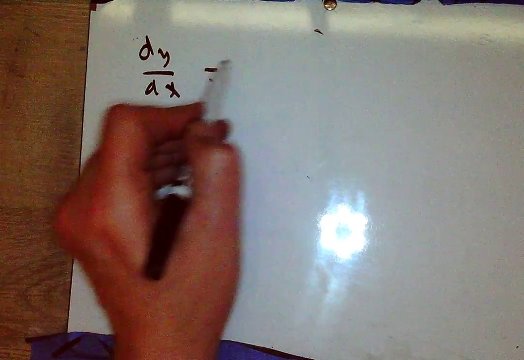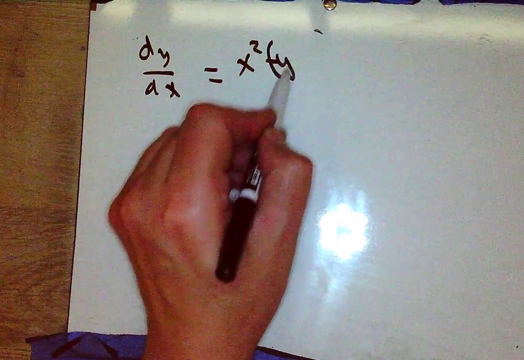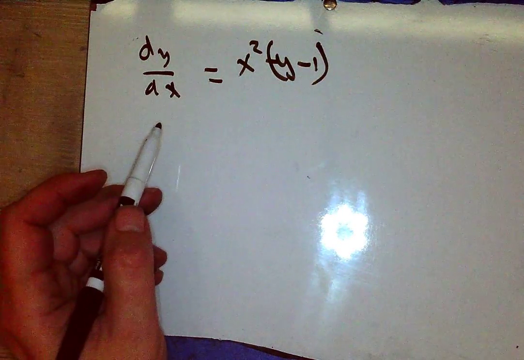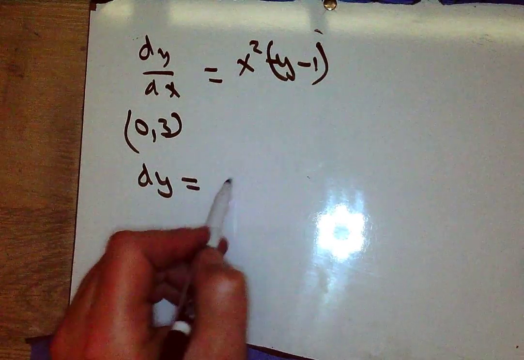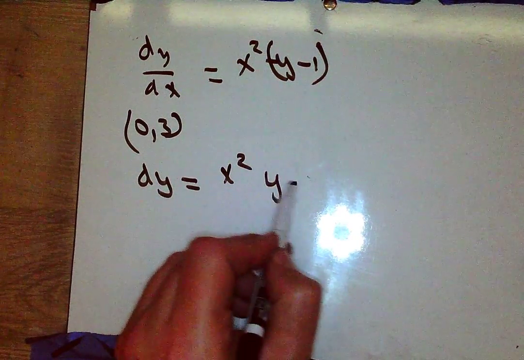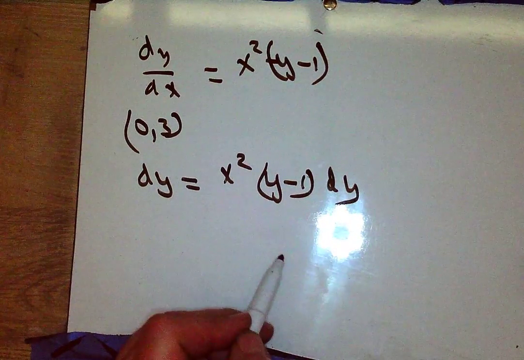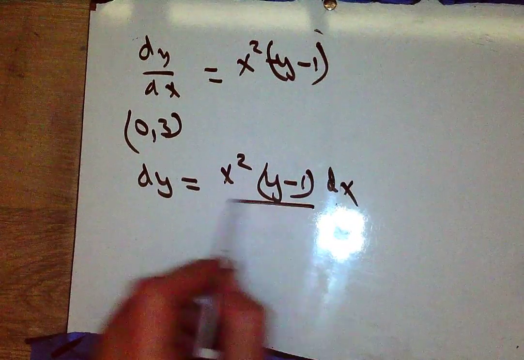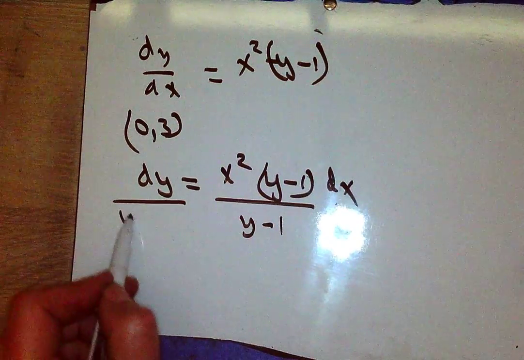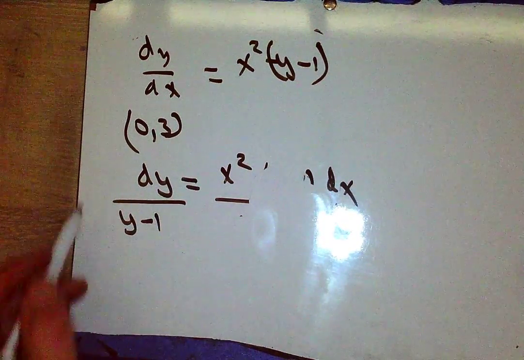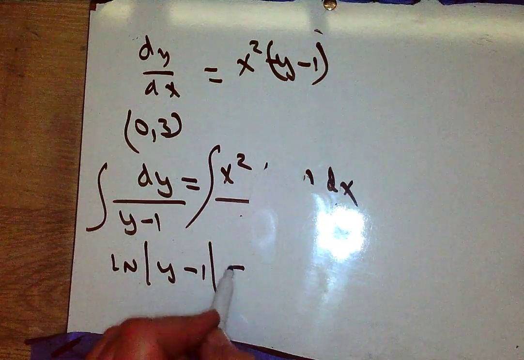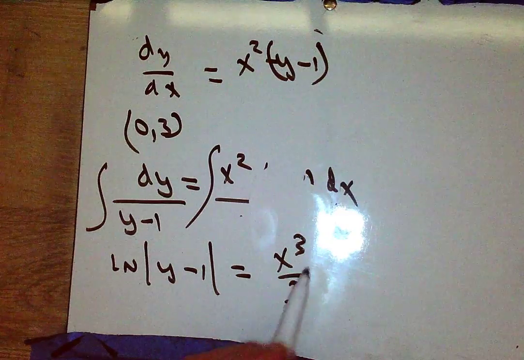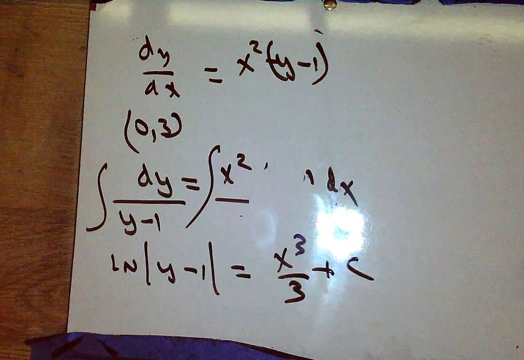Okay, so we've got this dy dx equals x squared times y minus 1. And we were given the ordered pair 0, 3. So dy over y minus 1 equals x squared dx. I want to get rid of this y stuff. And now when I integrate, I have ln of y minus 1 equals x to the third over 3. And don't forget the plus c.